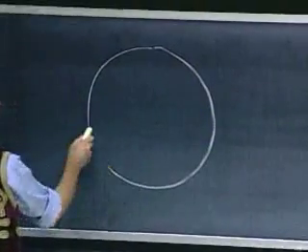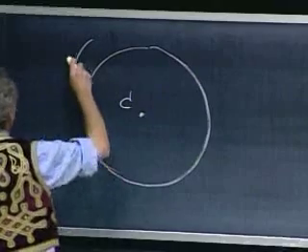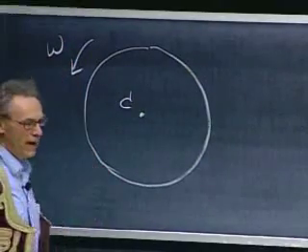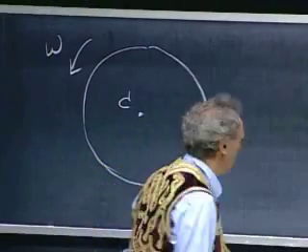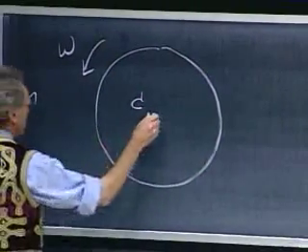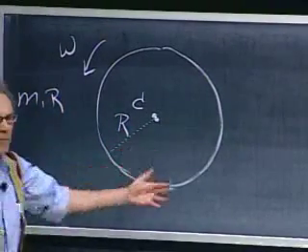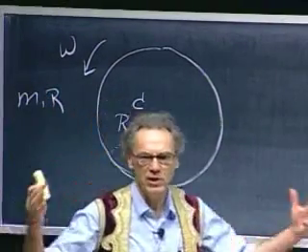I have here a disk, and the center of the disk is C, and this disk is rotating with angular velocity omega that could change in time. And the disk has a mass m, and the disk has a radius r. And I want to know at this moment how much kinetic energy of rotation is stored in that disk.